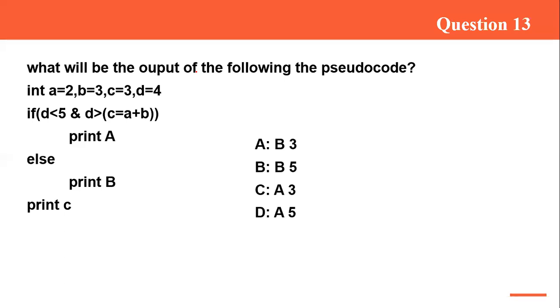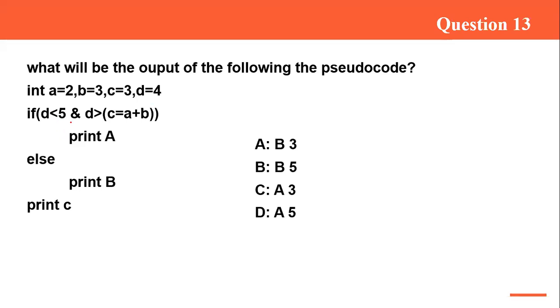So everyone got B3 as the answer, it seems. Are you sure, everyone? B3 only? Oh, 100% everyone is saying option A. So let's check it out quickly. A is equal to 2, B is equal to 3, C equal to 3, D equal to 4 given.